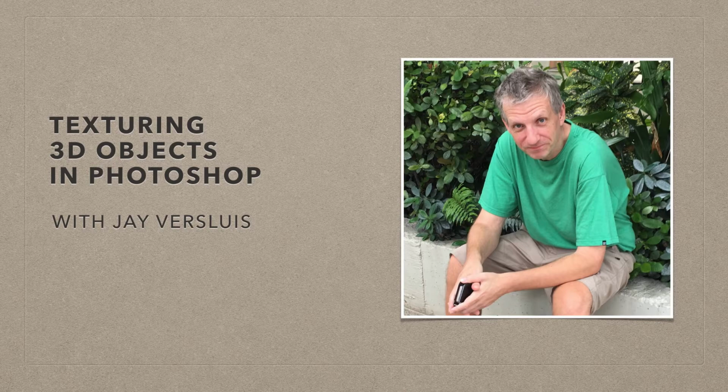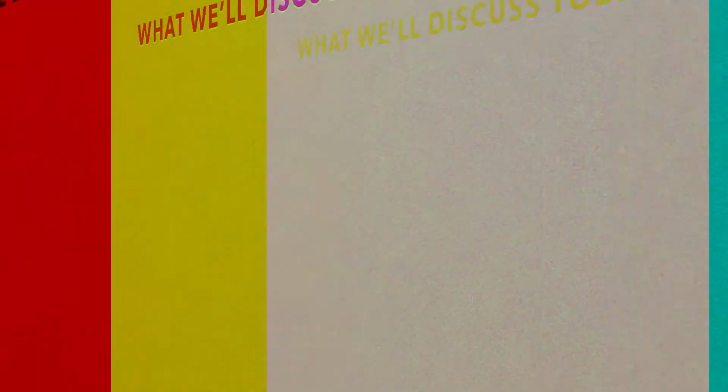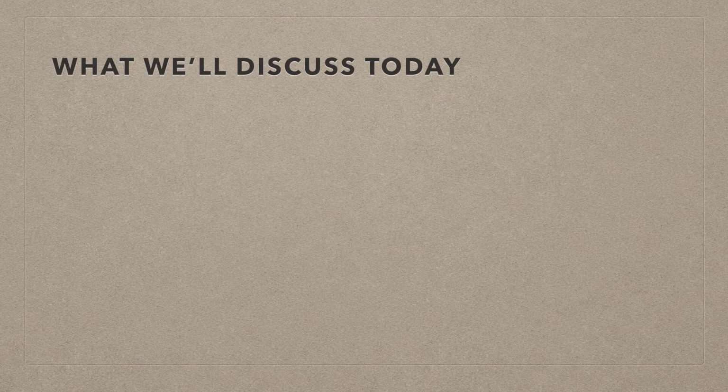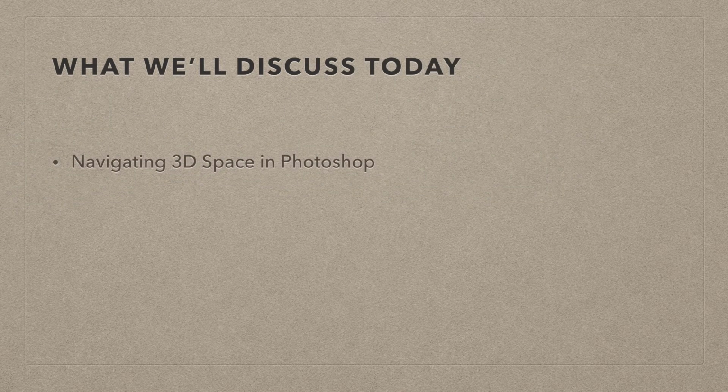So what we'll discuss in this video are basically all the little 3D things that Photoshop can do. One of them is navigating the 3D space in Photoshop. It works much like a fully fledged 3D app. So we can tilt the camera, we can move the objects, we can scale them, and so forth.